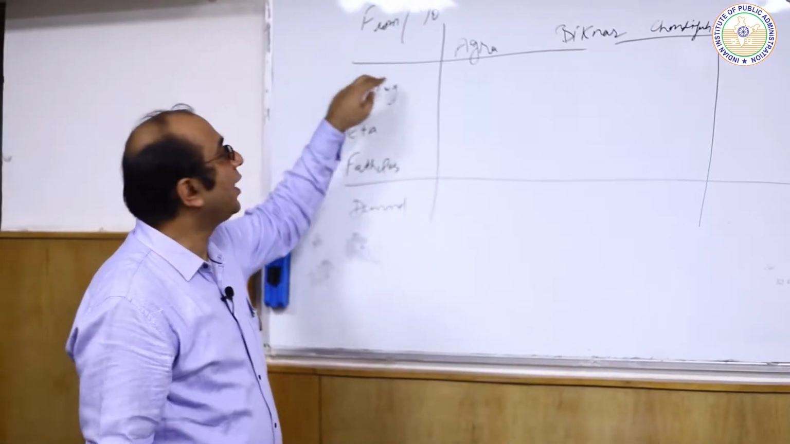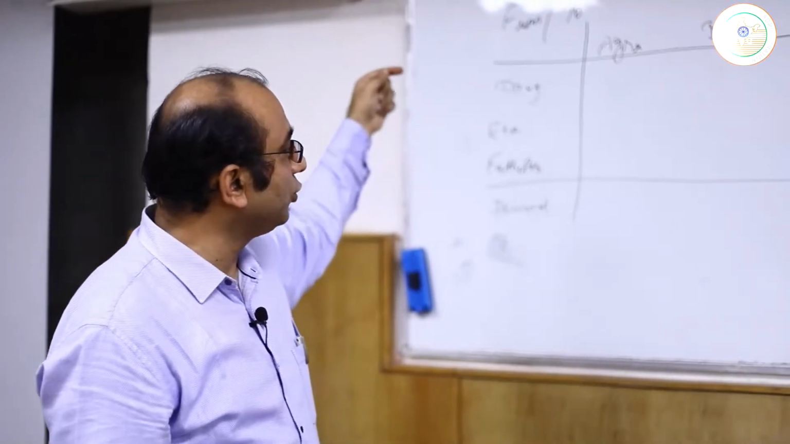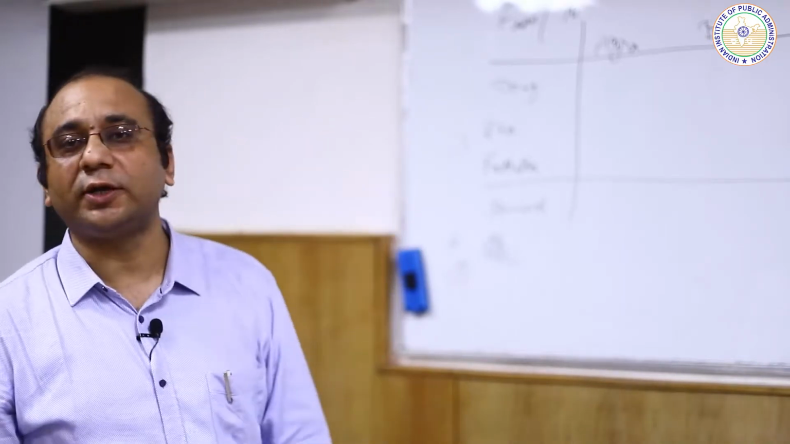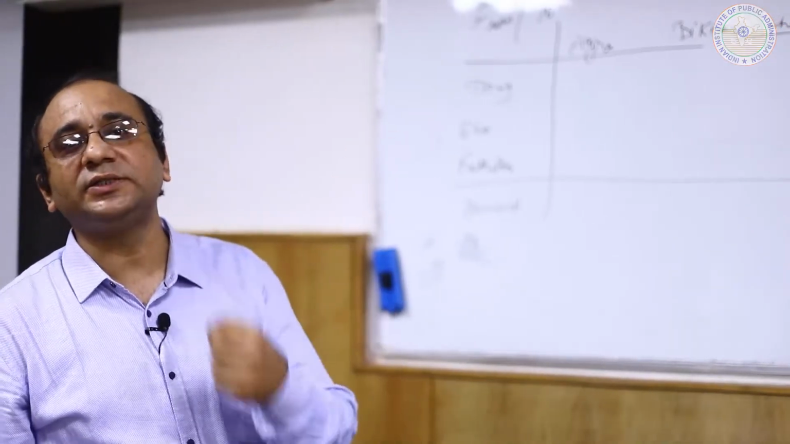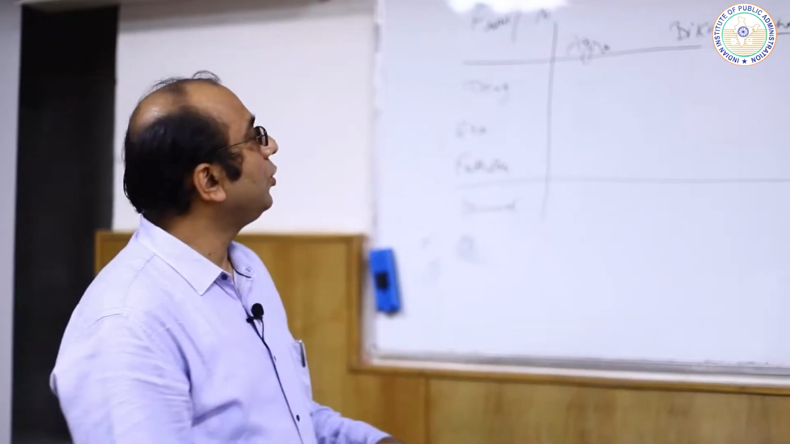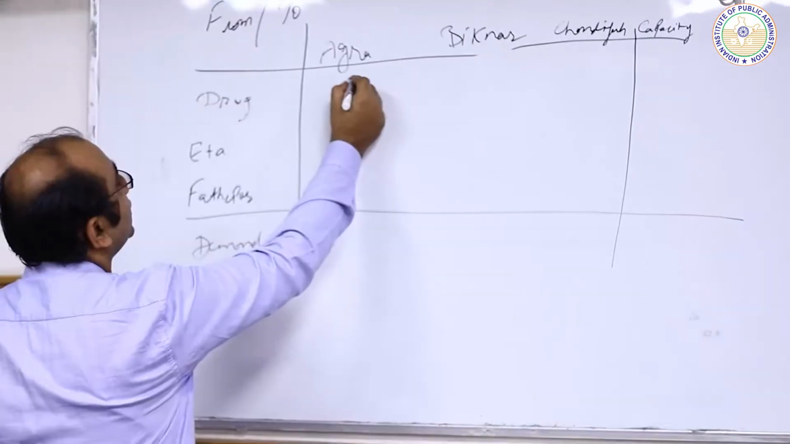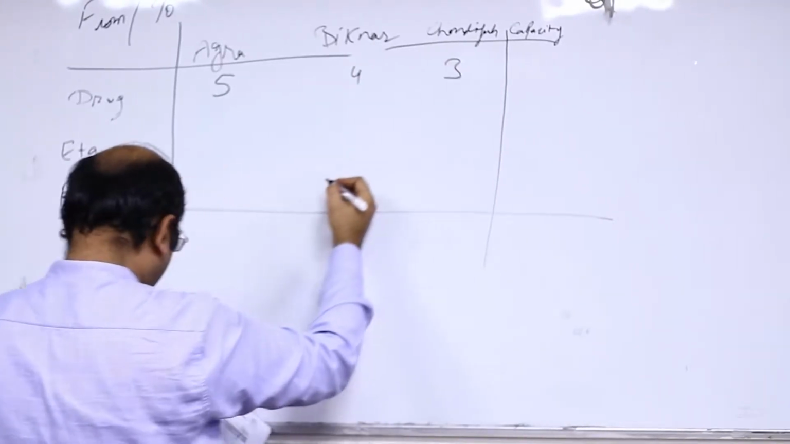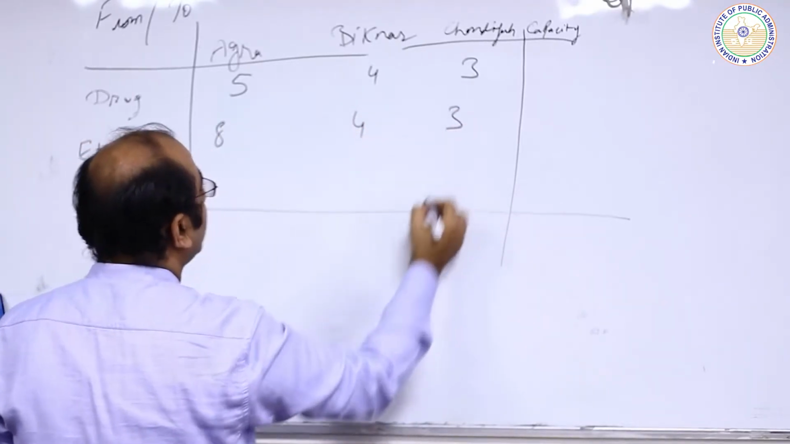Here, on the row side of the table, we are writing Durg, Etah and Fatehpur, the factory units from where I am going to transfer my product, and on the column side I am going to write the demand centers where I am going to transfer the goods, that is Agra, Bikaner and Chandigarh. Now I am going to write the cost of transportation from Durg to Agra. The cost of transportation is 5 per unit, here is 4 per unit, here is 3 per unit, and here is 8 per unit, and here is 4 per unit, and here is 3 per unit.